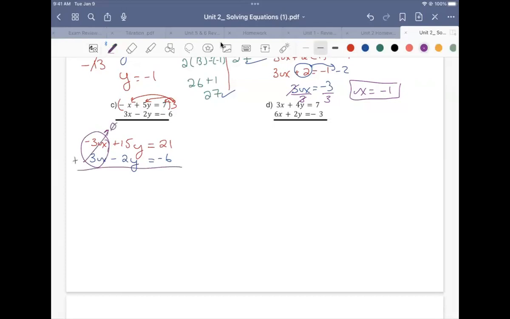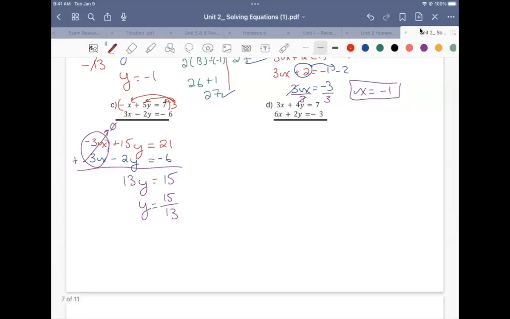Because they're opposite signs, I'm going to add them together and I will get 15y minus 2y is 13y is equal to 21 minus 6 is 15. So y is equal to 15 over 13, which does end up being an odd number. Do not stress about it. Sometimes that is how it works out. So now what we are going to do is plug that back into 1 so that I can hopefully figure out what x is equal to.